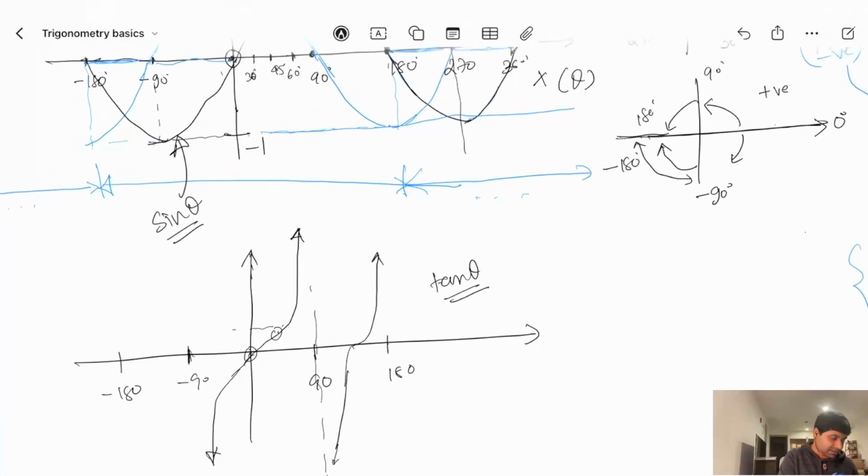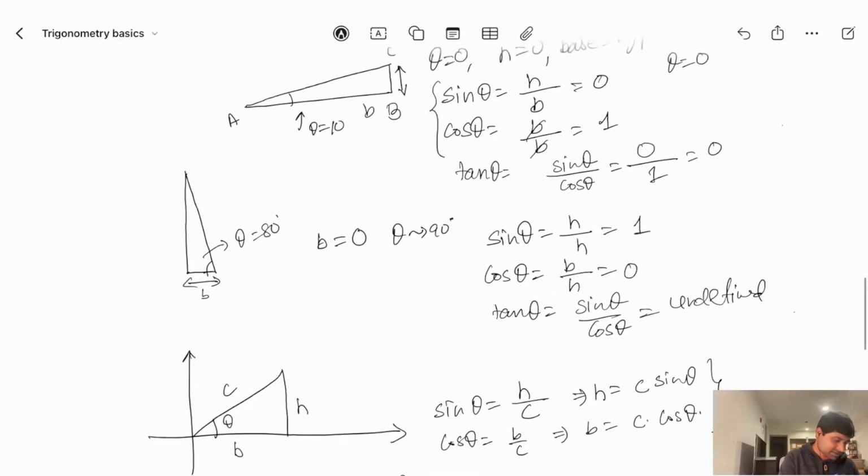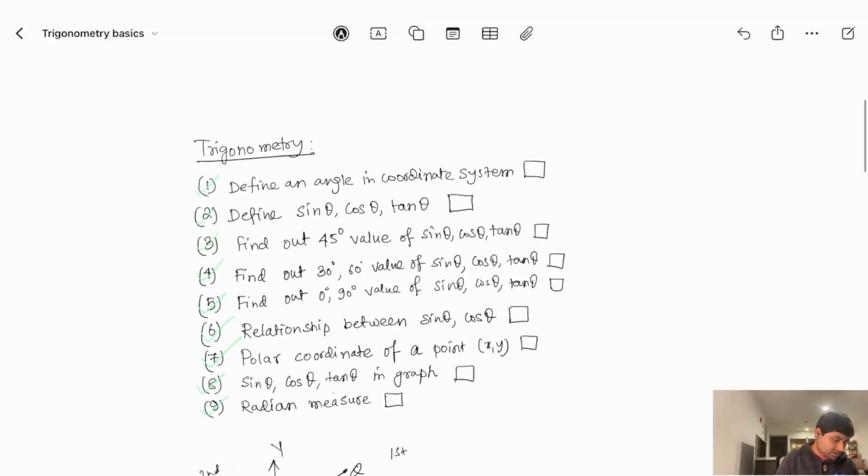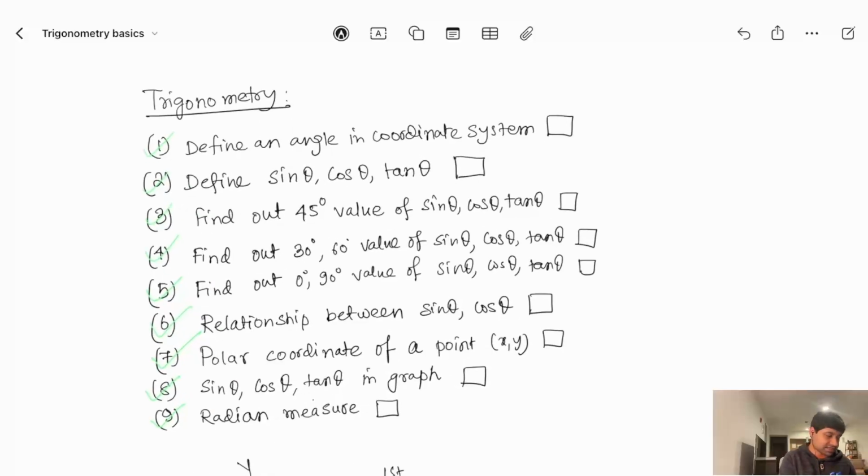Okay, so I hope you learned a lot of things in these sessions. We went through how an angle is generated in the coordinate system. We defined sine, cos, tan. We found their values, and then we found the relationship between sine and cos. We defined how to map a point xy into the polar coordinate system, how to map sine, cos and tan into the graph, and also the radian measures.